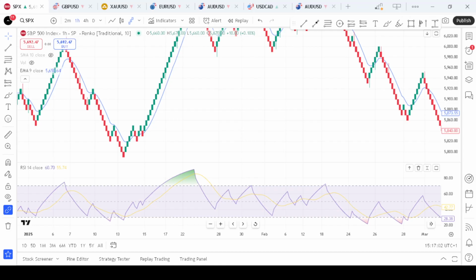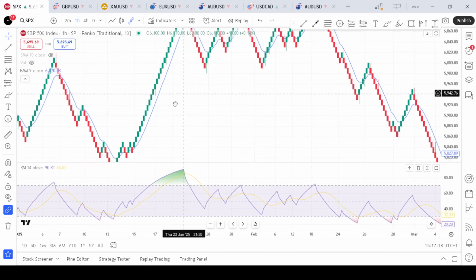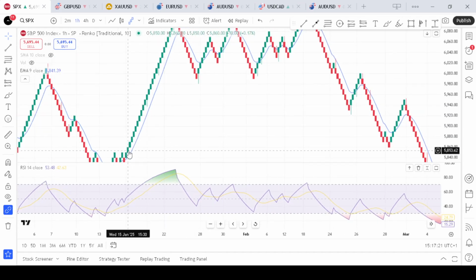We also make use of the RSI to confirm the trend strength. For an uptrend, the RSI should be above 50. If price is in an uptrend, it has to be above 50 in this area. And as we can see, price is making a series of green boxes, green bars to the upside. We can see that price is trading above 50 in the RSI.